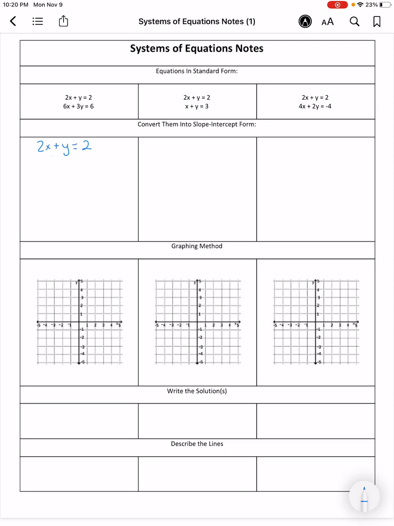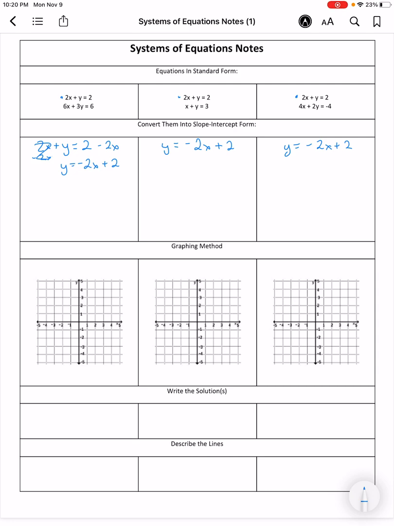And again, as a reminder, to convert it to slope-intercept, I'm trying to get y alone. So the first thing I'm going to do is subtract 2x from both sides. When I zero that out, I get y equals 2 minus 2x, or rewritten, y equals negative 2x plus 2. Now, if you notice, all three of our problems have the same exact initial equation. So you can go ahead and write y equals negative 2x plus 2 in all three of those. That'll save us from having to do work later.